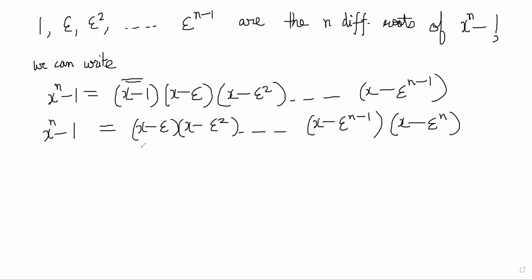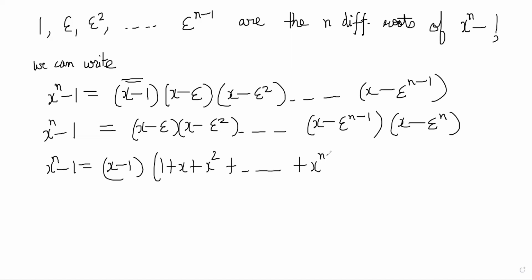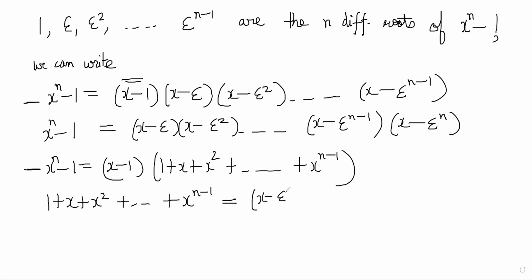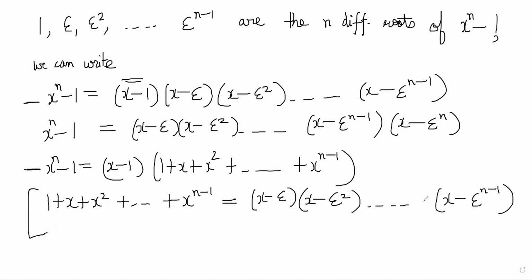And obviously, now we know that x power n minus 1 can be written as x minus 1 times 1 plus x plus x square till x power n minus 1. This is a standard factorization. So combining first and third, we can deduce that 1 plus x plus x square till x power n minus 1 must be equal to x minus epsilon, x minus epsilon square till x minus epsilon power n minus 1. This is a standard result which you should be aware of.